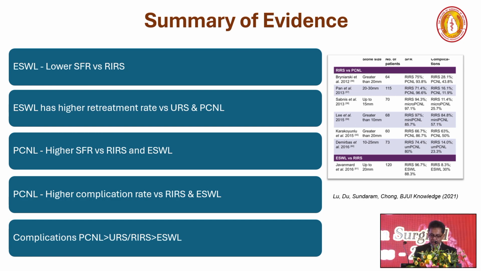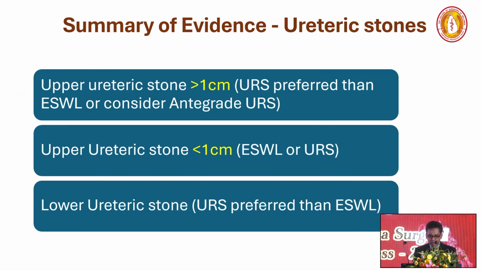PCNL has a higher stone-free rate compared to both other procedures. PCNL has a higher complication rate compared to the other two. So the complication rate is highest in PCNL, then URS, and lowest in ESWL.